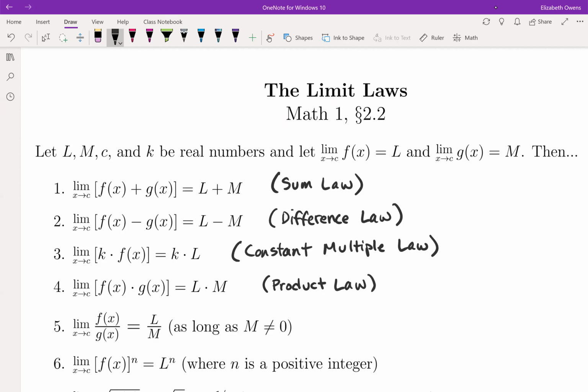And then in law number 5, we are not taking a product of the functions anymore. We're taking a quotient. And so we're going to take the quotient of the limits. And note there is a little disclaimer on this one. This will only work as long as that denominator limit M is not 0, because we still can't divide by 0, not even with limits. Okay, and this guy is called the quotient law.